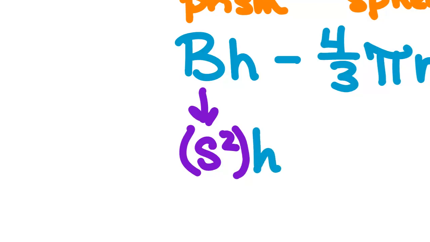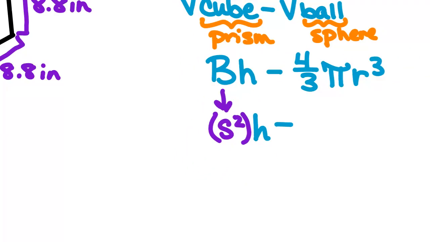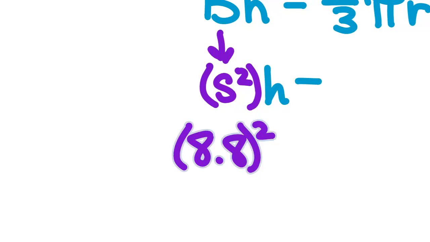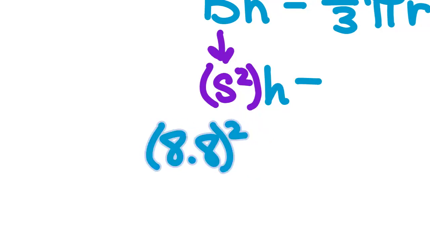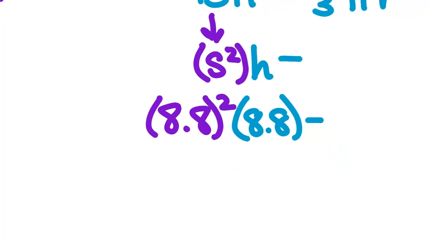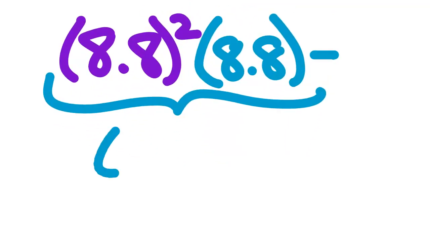Do we know how big the sides are on this cube? 8.8. So 8.8 squared. What is the height of the cube? 8.8. So 8.8 squared times 8.8, or that would be the same as 8.8 cubed. What do we get for the volume of the box? 681.472.